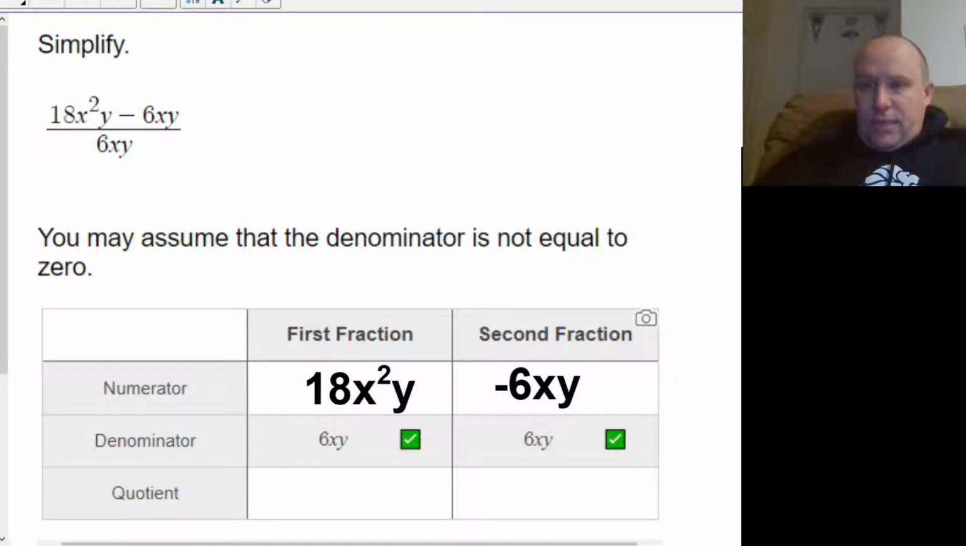So the 6xy, we just fill that in for both terms. And then the first fraction literally is just copying this down into here. And same for this as well, with the sign as well. That's kind of important. And then you can work out what each of these two answers actually are.